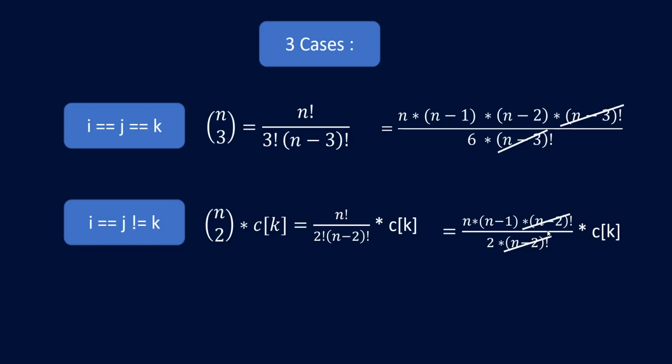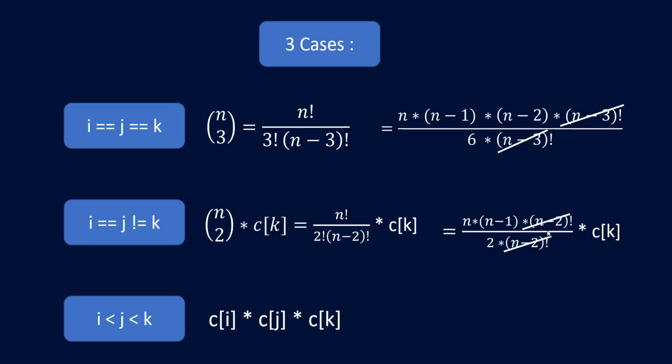Now what would be the third case? Simple, all the numbers are distinct. So i is less than j is less than k. In that case, instead of having this formula, we'll have c of i multiplied by c of j multiplied by c of k. So these are the 3 cases that we need to take into account to formulate the answer for this improvised solution. So let's go ahead and write the code for this.